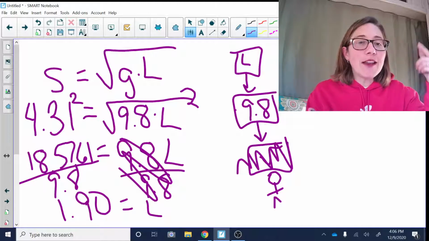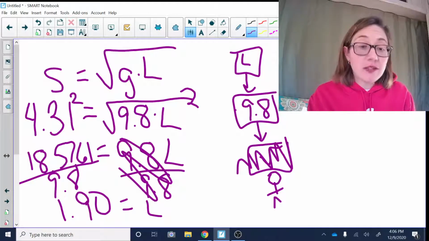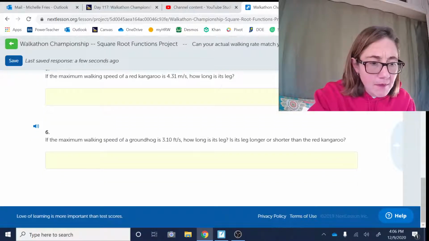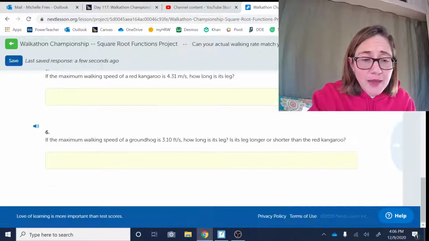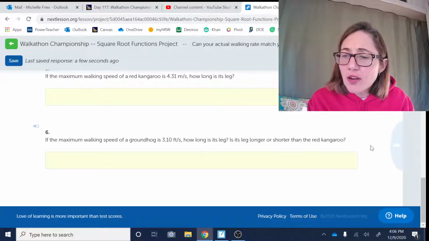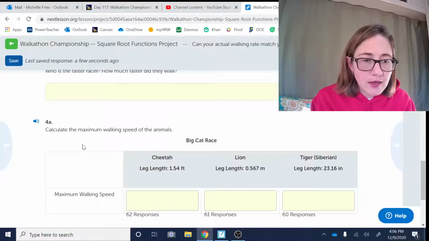I had to think about what unit we were in, but we were in metric, so I know that that's meters for that leg length. So that's what would go here for number 5. Okay, so that's all of the first page. There's a really light blue arrow. It gets darker when you click on it over here. Do you see that? So click here to go to the next step.